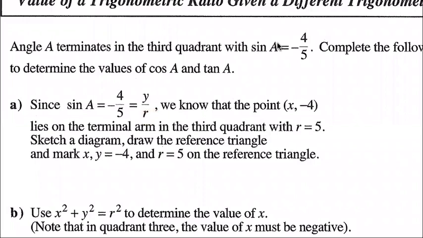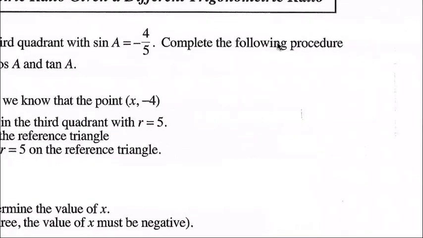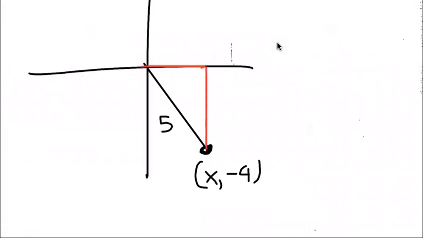Lies on the terminal arm in the third quadrant with r equal to 5. Sketch a diagram, draw the reference triangle, and mark x and y -4 and r 5. So somewhere I'm going to sketch, so it's x and -4, so it's down here somewhere. X, -4. I know that my r value is 5, and my triangle looks like this. This is x, this is -4.